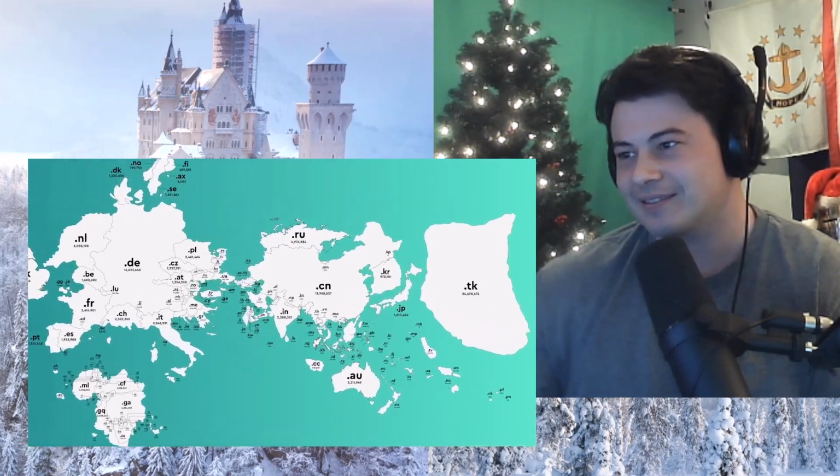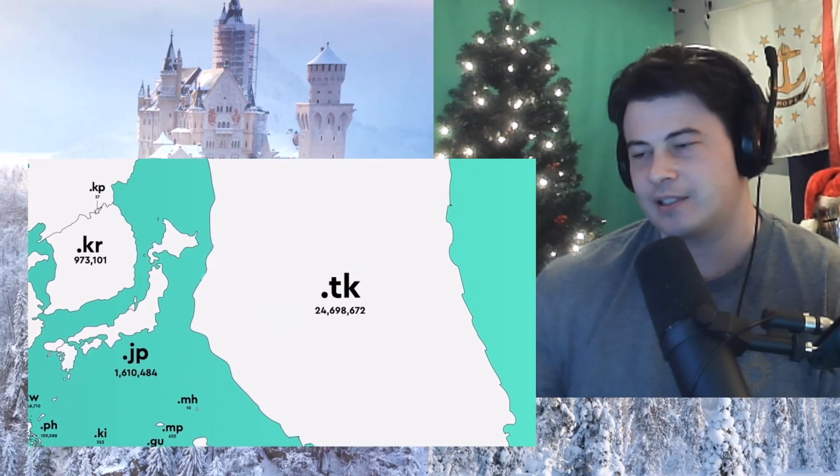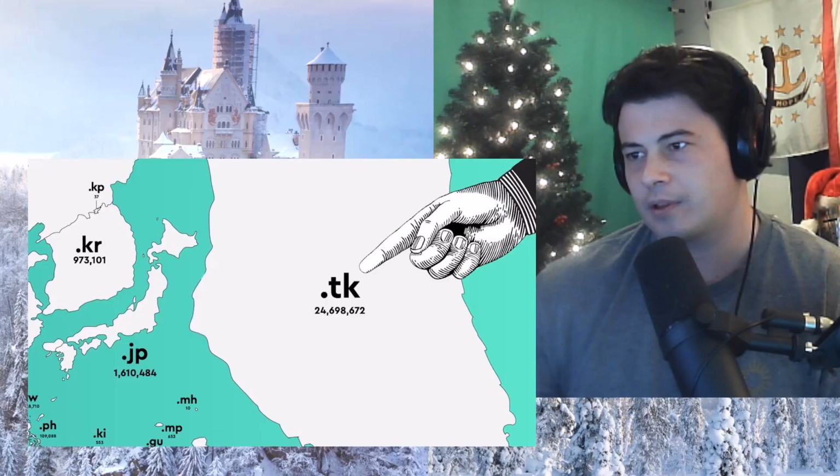Perhaps the biggest mystery is, what on this map of Earth is this massive island country with nearly 25 million domains, the highest of all, with the country code .tk? Turkey? Turkey's not an island. Torquay? Torquay doesn't have a K. So where is it? Tokelau. Never heard of it. Neither have I.